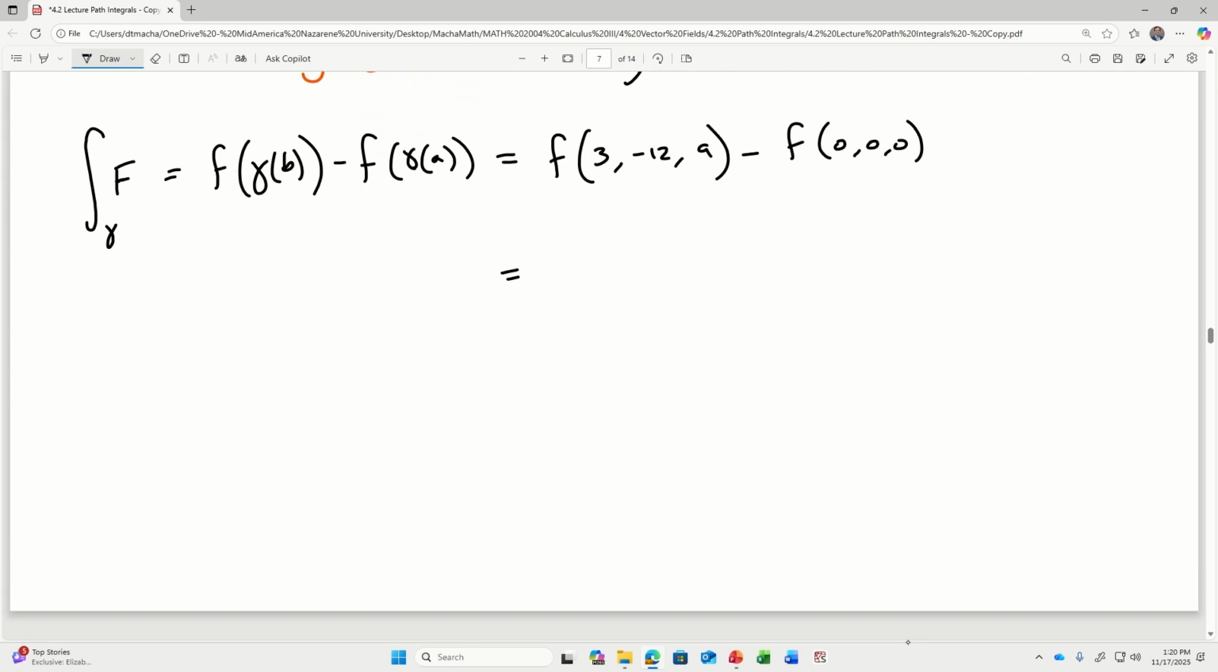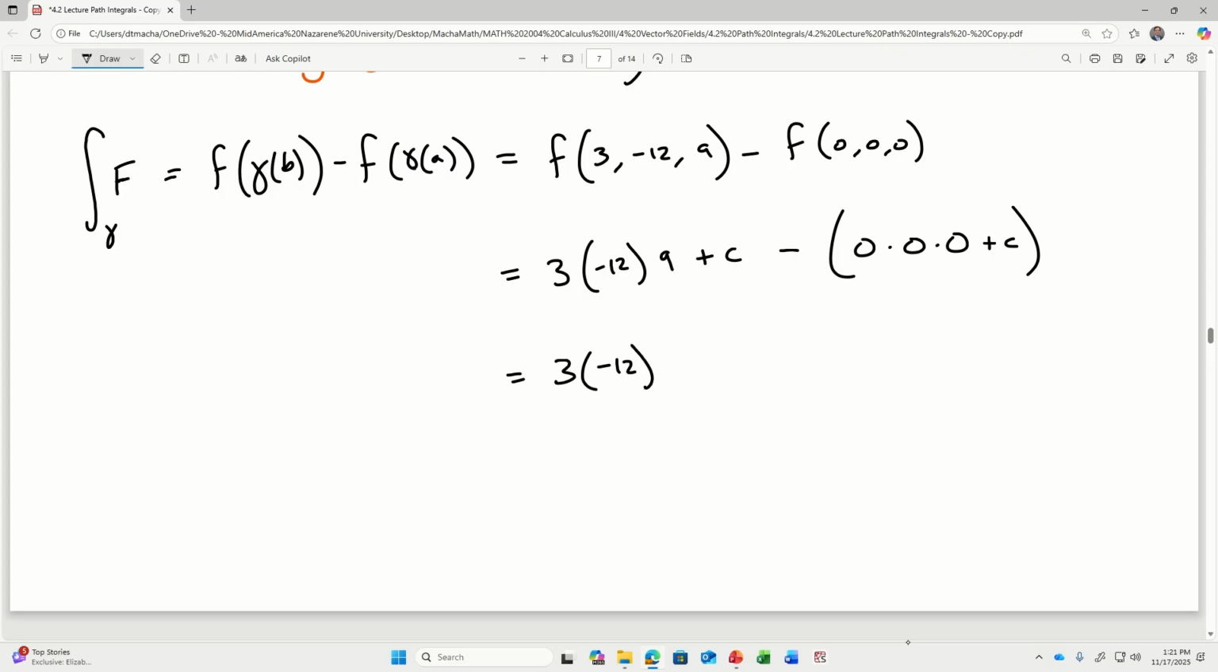And so the potential field is x times y times z. So in other words, it's going to be 3 times negative 12 times 9 plus a constant, minus 0 times 0 times 0 plus a constant, which is 3 times negative 12 times 9, which is negative 324.